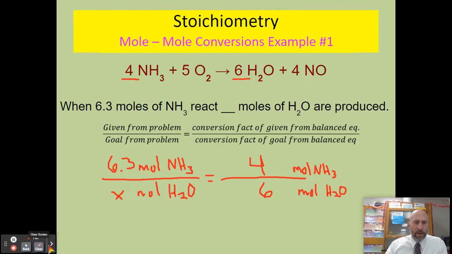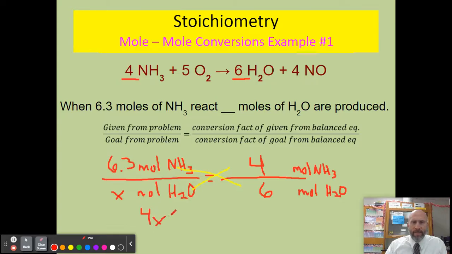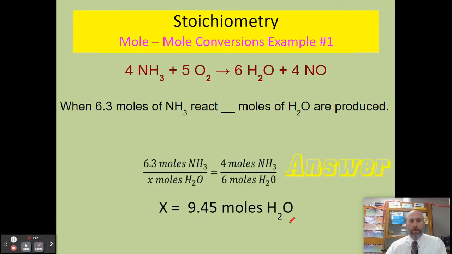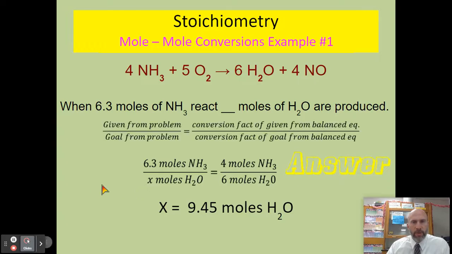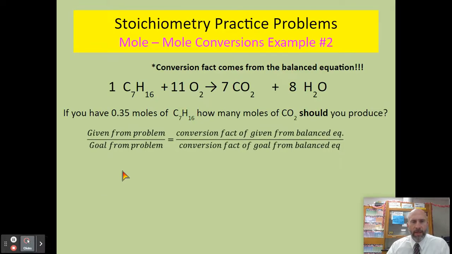Once you get to this point, all you have to do is cross multiply. So I'm going to crisscross with my math, and you end up with 4x is equal to 6 times 6.3, and your calculator gives you 37.8. Then to get x by itself, divide by 4, which is 9.4 as your answer. This is a digital version of that, as you can see how it looks. And that's how you do it. Pretty straightforward. Let's look at another example.